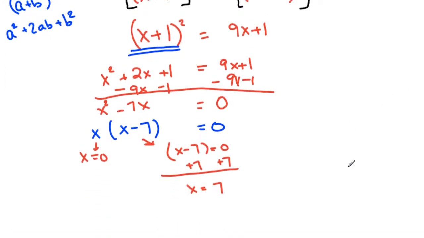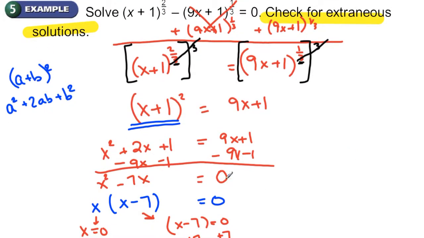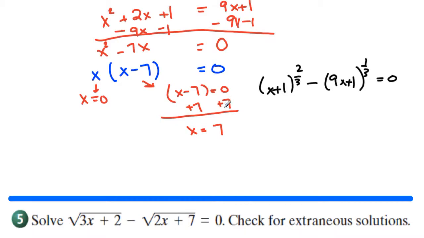Alright, so coming down here, writing this down. I'm going to put it right here. x plus 1 raised to the 2/3 minus 9x plus 1 raised to the 1/3 equals 0. Okay, so this is, I'm pointing at it as if you guys can see me pointing at it. This is the original equation, so we need to test x is 0 and we need to test x is 7.